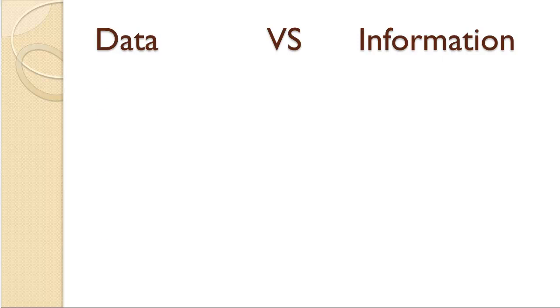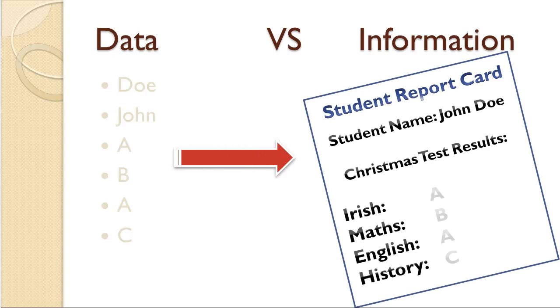In this first example, you will see the data on the left-hand side. The data in this case is a student name and grades they achieved during a Christmas exam. You can see that data on its own is pretty meaningless, but when we put it into a student report, it becomes very useful information for the teacher, the student, and the parents.